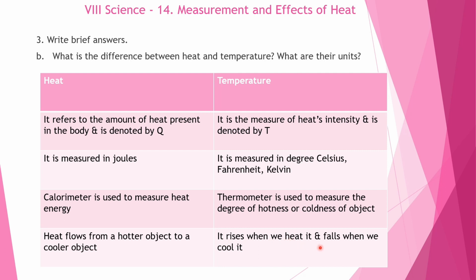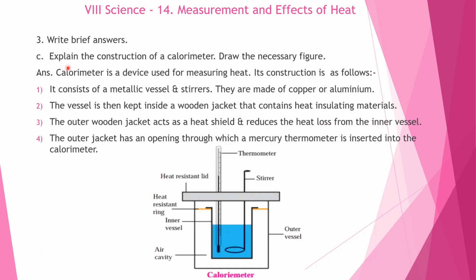It rises when we heat it and falls when we cool it. The temperature rises when we heat and falls down when we cool it. It is not getting transferred from one object to other. Next one. Explain the construction of a calorimeter.